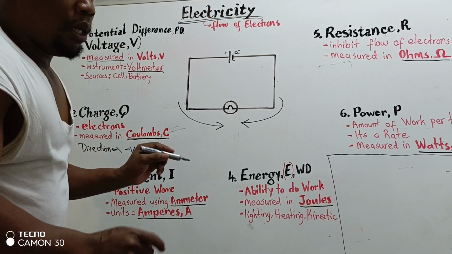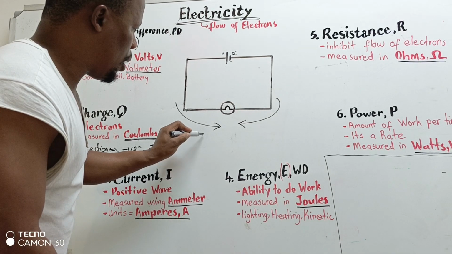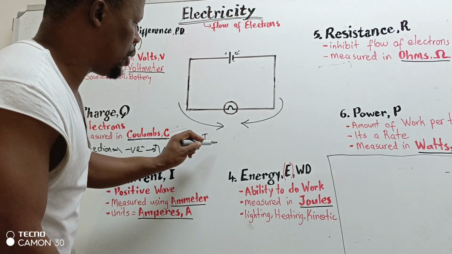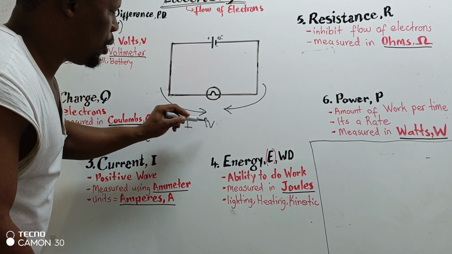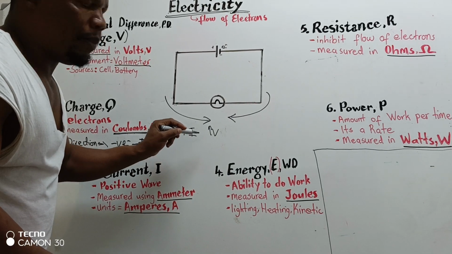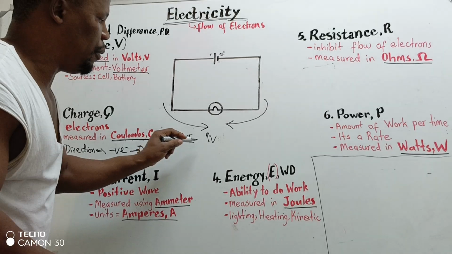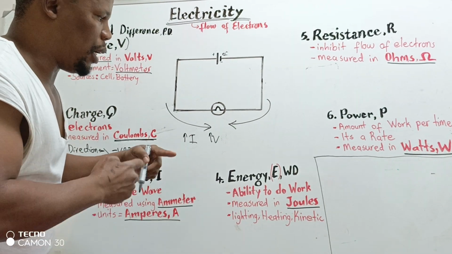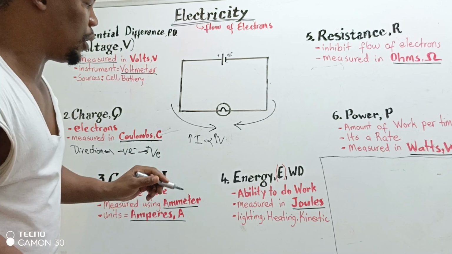There's a relationship between current and voltage. Every time we increase the voltage, the current increases. Current and voltage are directly proportional, right? Directly proportional. Proportionality.